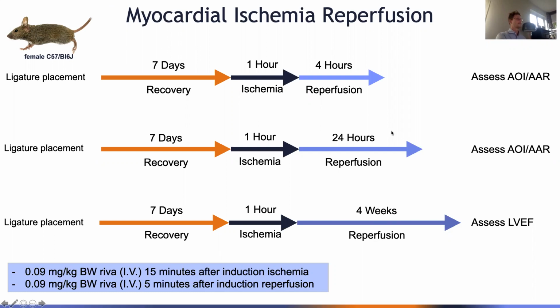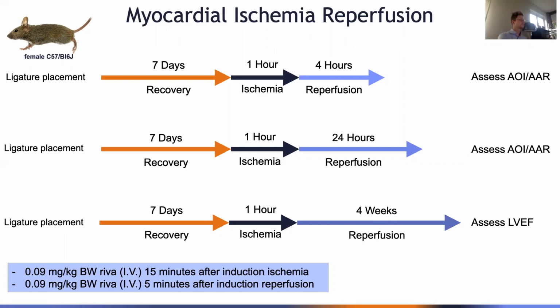So we have a 1 hour ischemia period, followed by a 4 hour reperfusion phase, or a 24 hour reperfusion phase, or for the long term, a 4 week reperfusion phase. What's actually different in this model from the models traditionally used for myocardial ischemia reperfusion is that this is a closed chest model. That means that 7 days prior to our experiment, we already put a ligature around the LAD, but we don't tighten it yet.